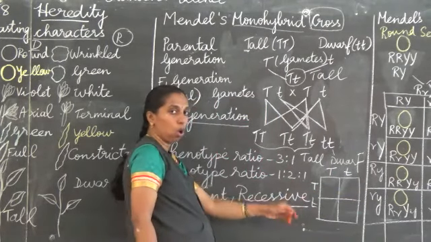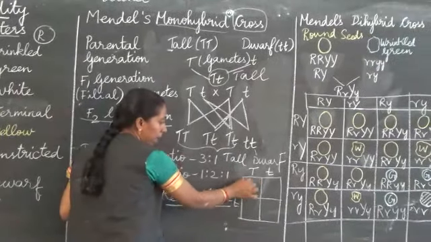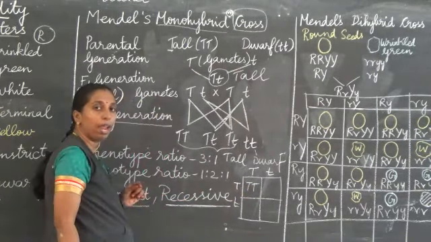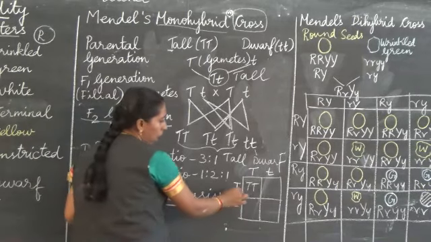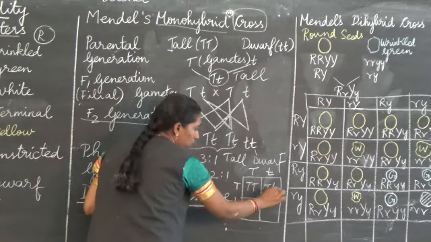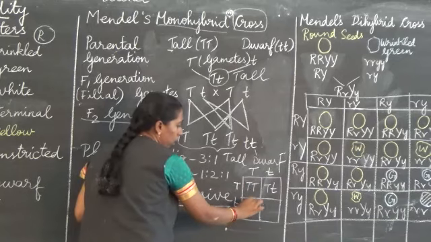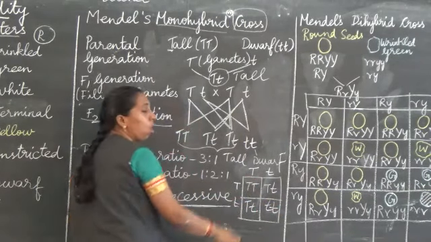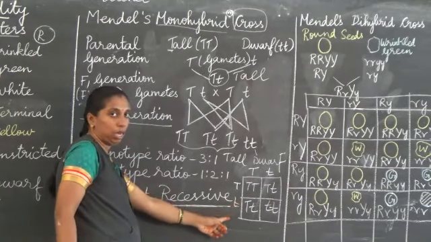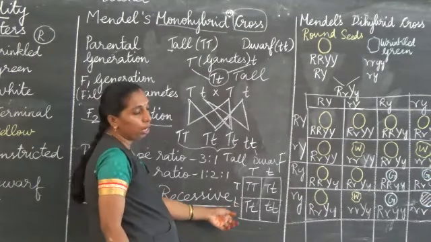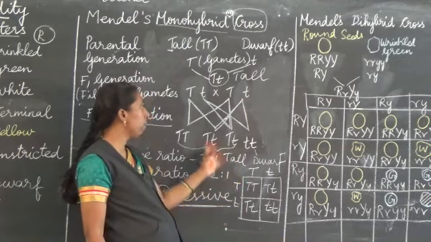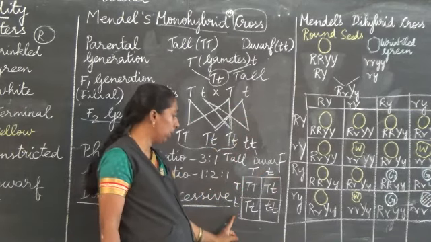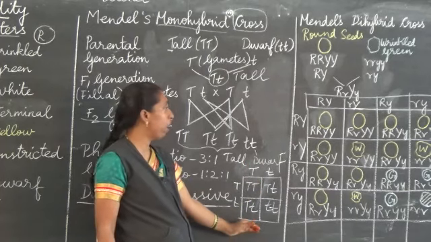Here when we make a cross, see here, capital T, capital T. Here first we have to write the dominant character. Again here is capital T, small t, capital T, small t, small t, small t. So this is called as the Punnett square method. Punnett was a famous scientist and he has given the same crossing in a checkerboard method. It is called as Punnett square method.